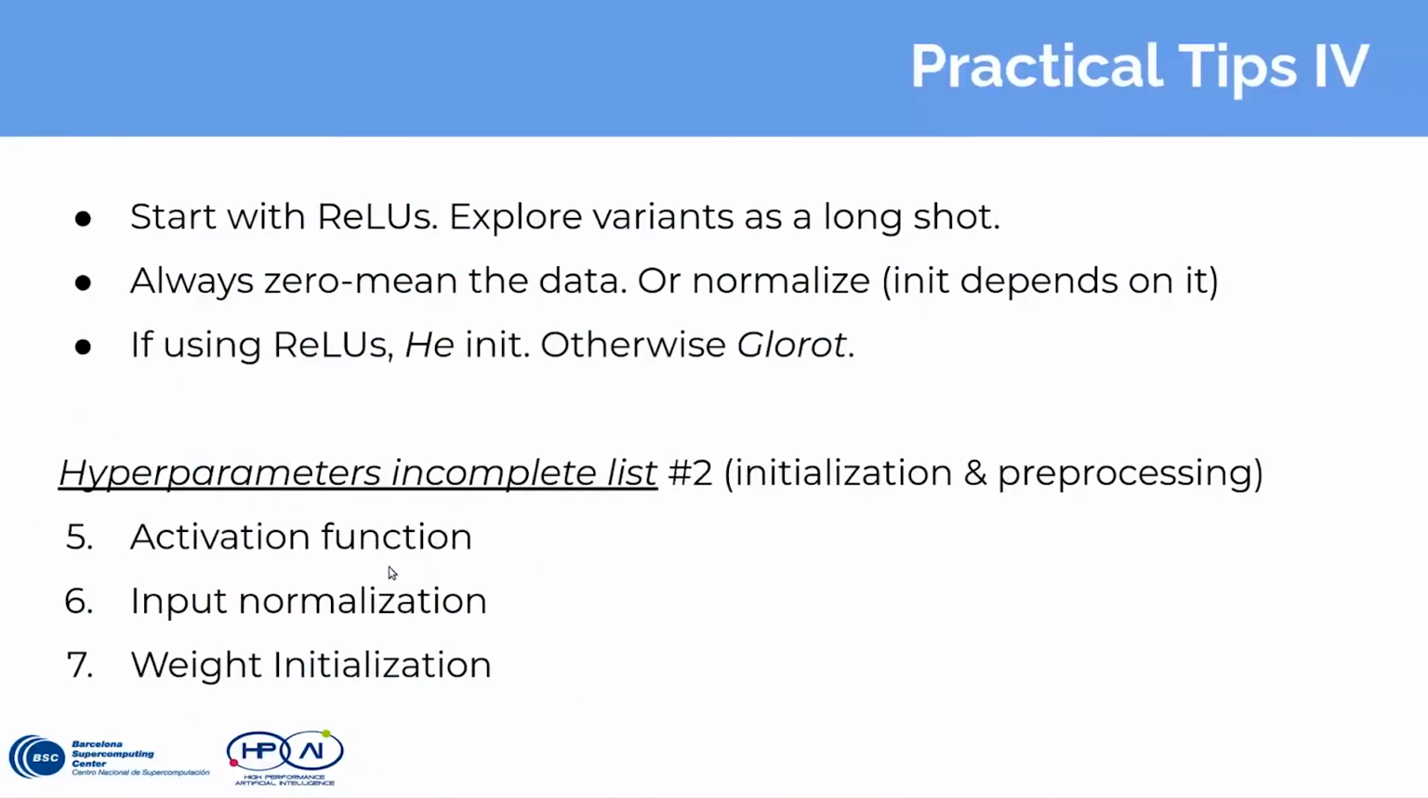Some more hyperparameters for our experimentation. We have to decide which activation function we will use. ReLU is a very good default decision. We have to decide what kind of input normalization we will apply. Subtracting the mean and dividing by the standard deviation is the most popular approach. And then which weight initialization, which usually is coupled with the activation function that you have defined.